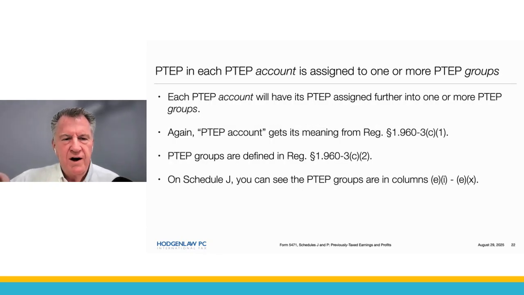And then once you have each account, and these are theoretical, and this is all in your work papers, this doesn't show up yet on Schedule J. Well, and elsewhere, it's going to show up for foreign tax credit limitations and stuff like that. Once you have everything in each account, you're going to divide it down again into a PTEP group. And here is where, for instance, the easiest one to understand is why do you have to do all of this stuff and divide it?